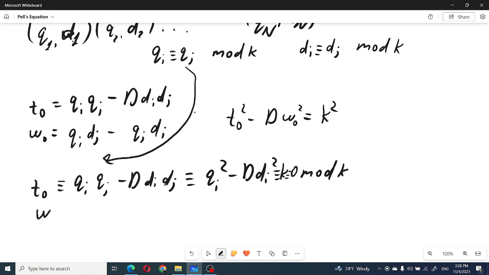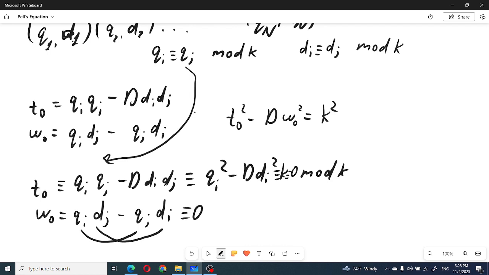Similarly, we get that w0 equals qi times dj minus qj times di, because we know that qi and qj are equal mod k and di and dj are also equal mod k. Their difference will be 0 mod k. So we have proved that t0 and w0, both of these numbers, are multiples of k. So we can write t0 equals k times t0 prime, and w0 equals k times w0 prime.